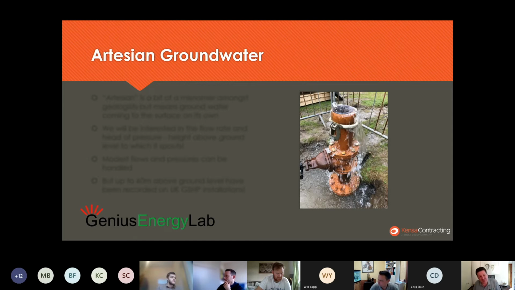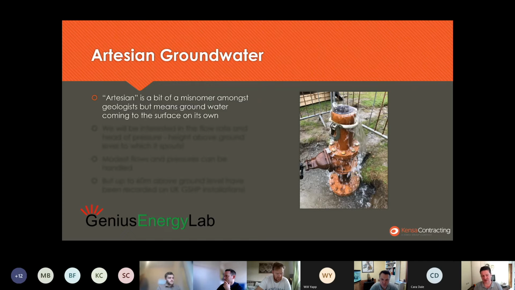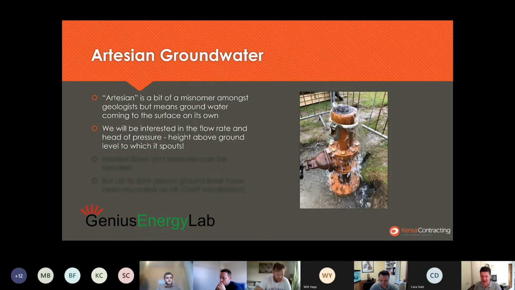So the next thing we should talk about is groundwater. Groundwater can be a real challenge for drilling, particularly if that groundwater is coming to surface on its own. The term artesian is a bit of a misnomer amongst geologists, but what it means is groundwater coming to the surface on its own. Now this is a water well, so they've been looking for water here, and it's coming to the surface about 1 metre above the surface. What we are interested in here is what flow rate is that going to have, and what pressure is it going to be under? So what height above the ground is that water spout going to come?